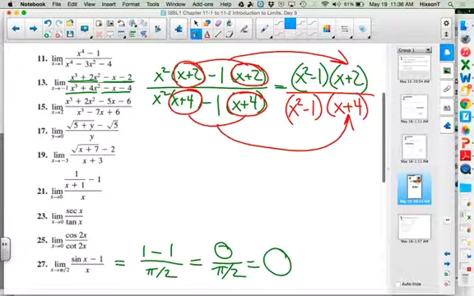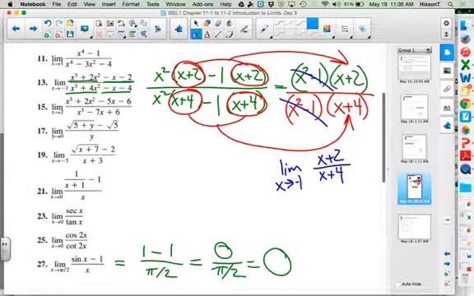Now those are gone, so really I can just take the limit as x approaches -1 of x plus 2 over x plus 4, and that is continuous around -1, so I can use direct substitution. Okay? So I get 1 over 3.